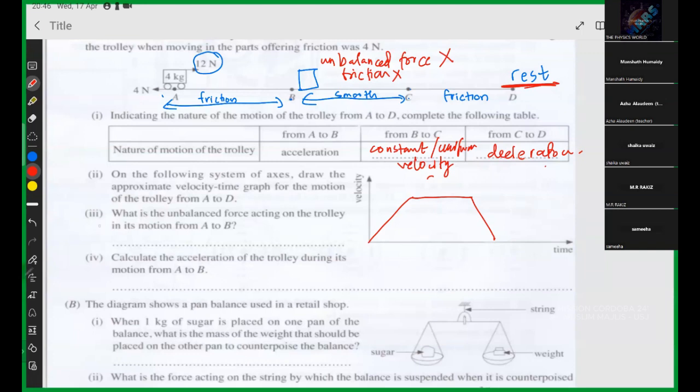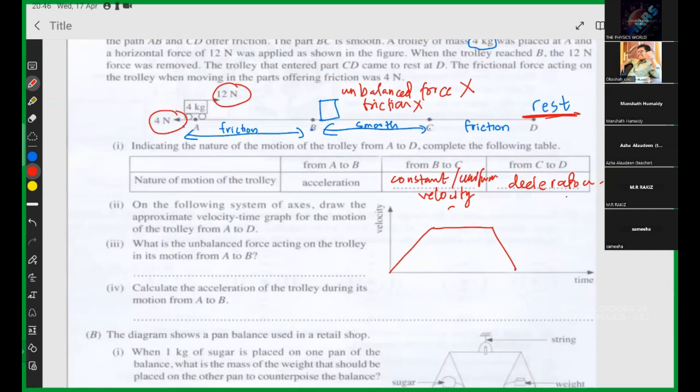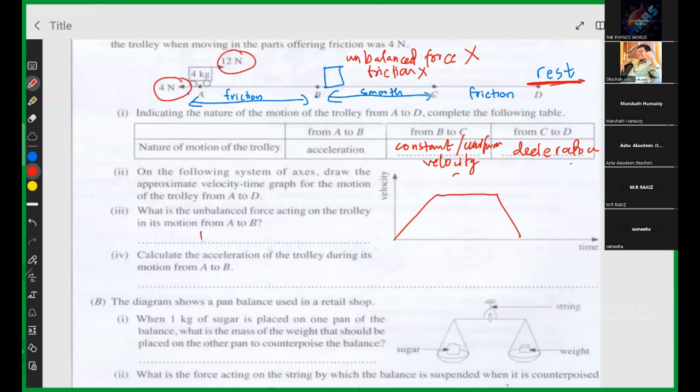Let's look at the third one. What is the unbalanced force acting on the trolley in its motion from A to B? See the A to B, this side it is 12, this side it is 4. So what must be the unbalanced force acting there? 8 Newton. Yes, 12 minus 4, 8 Newton. It's better to write 12 Newton minus 4 Newton equals 8 Newton. So the unbalanced force is 8 Newton.